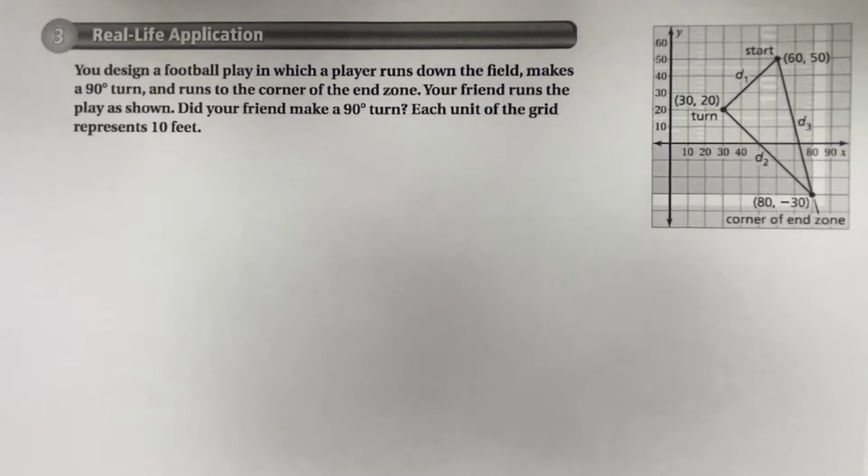You design a football play in which a player runs down the field, makes a 90-degree turn, and runs to the corner of the end zone. Your friend runs the play as shown. Did your friend make a 90-degree turn? Each unit of the grid represents 10 feet.